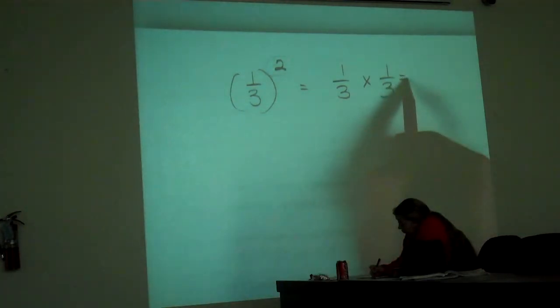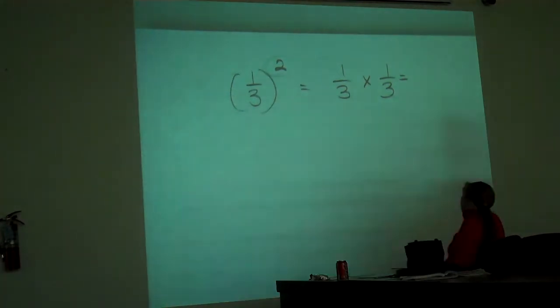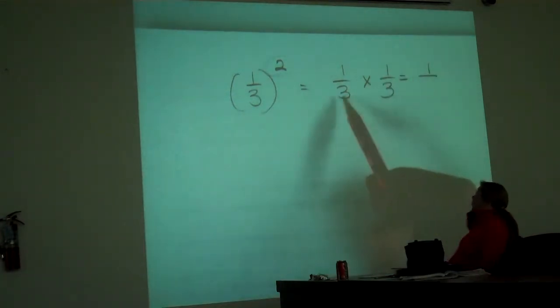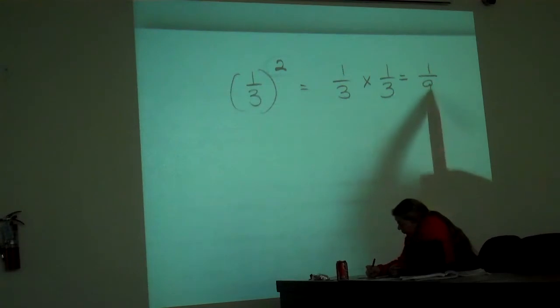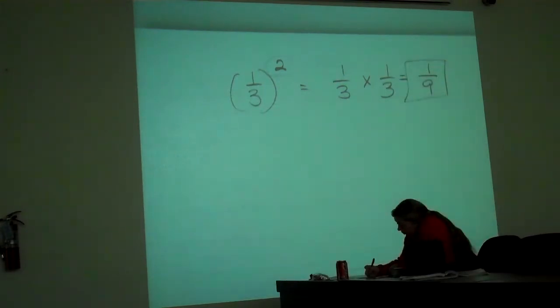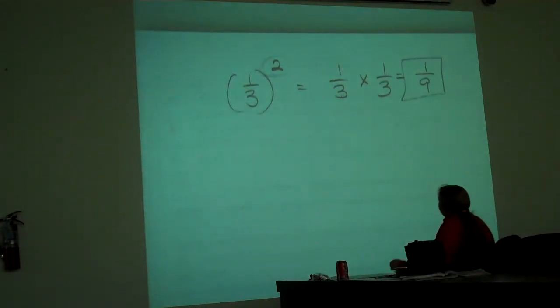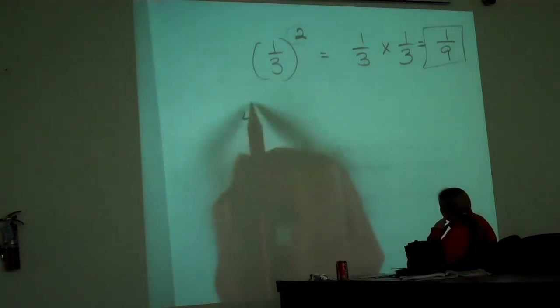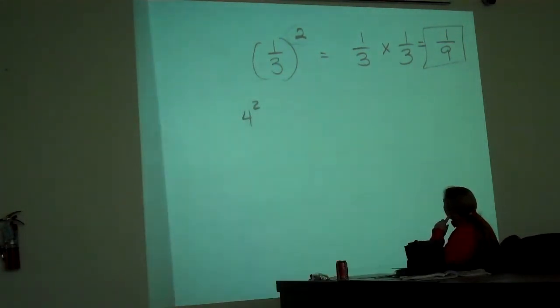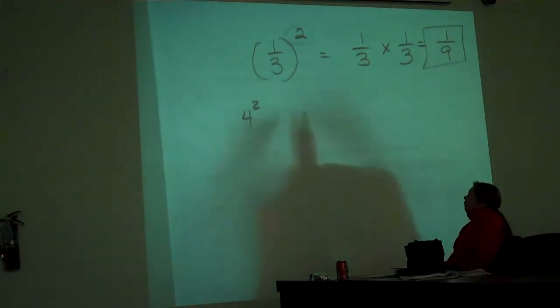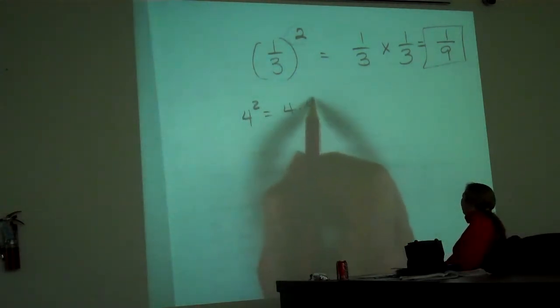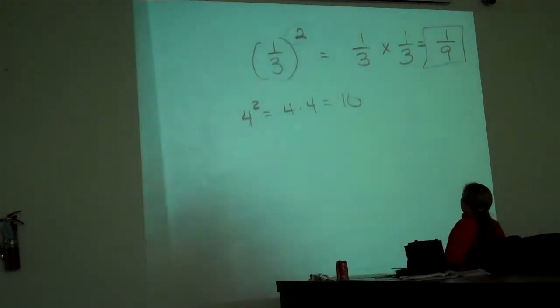So how do you multiply? Straight across. 1 times 1 is 1, 3 times 3 is 9. There's your answer. Remember when you had 4 squared? It was 4 times 4. Now we're just doing the same thing, but we're doing it with fractions.